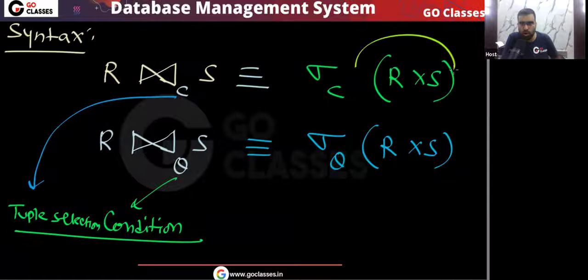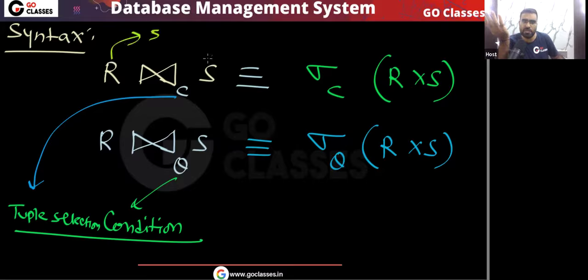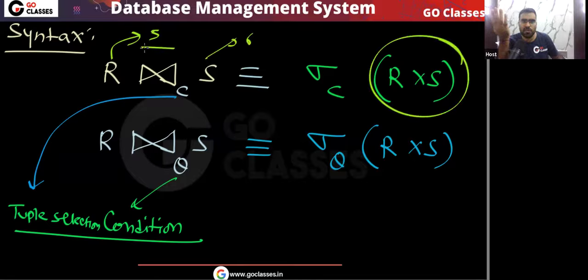But will you do cross product? Don't do cross product. For example, let's assume here you have 5 tuples, here you have 6 tuples. Then if you do cross product, there will be 30 tuples. Yes or no? 30 tuples. So you don't have to do this cross product.